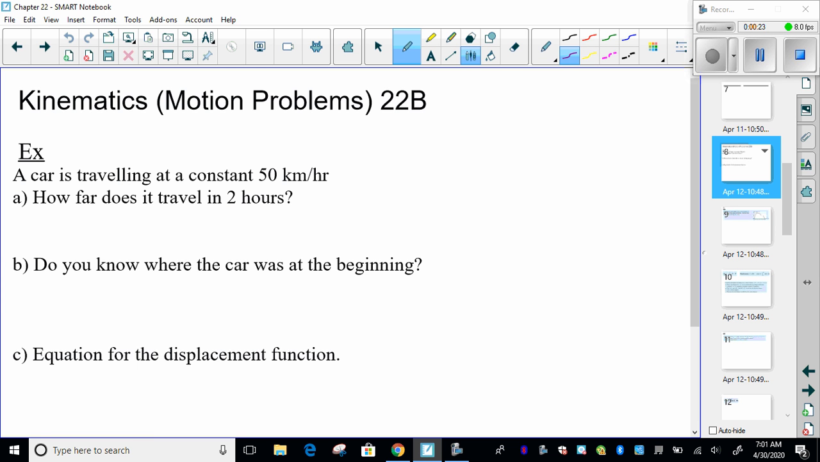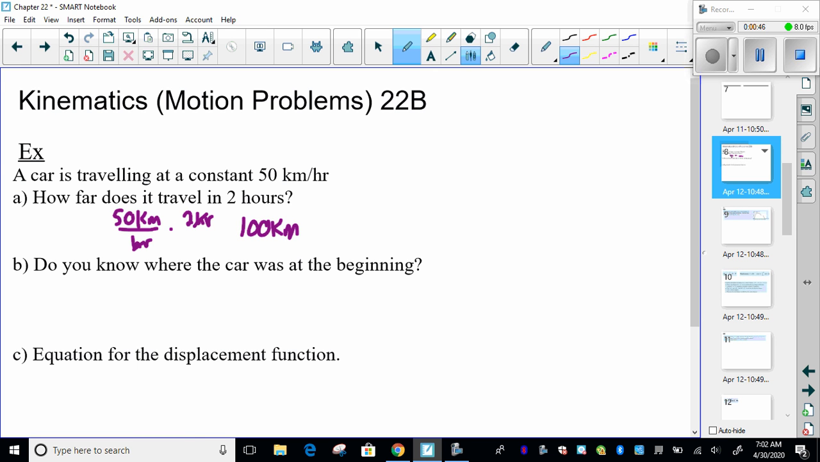So in the first example, a car is traveling at a constant 50 kilometers per hour. How far does it travel in 2 hours? To begin with, I just want you to logically think through this. You guys all know how to do this problem. 50 kilometers per hour, you go 2 hours, your normal vector label. Hours cancel, so therefore you travel 100 kilometers.